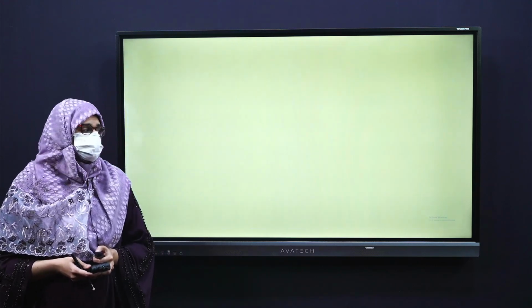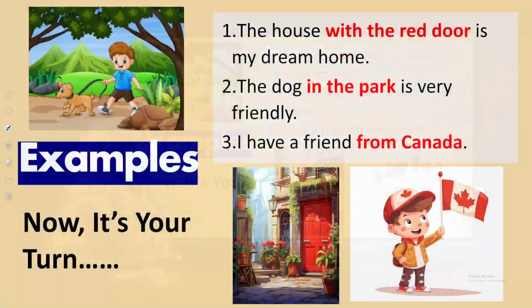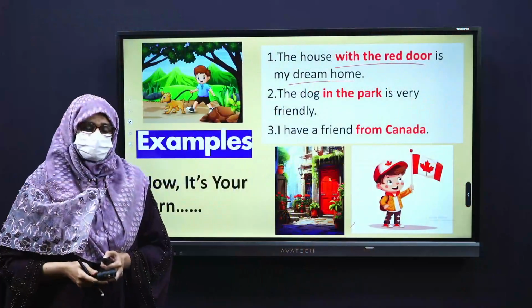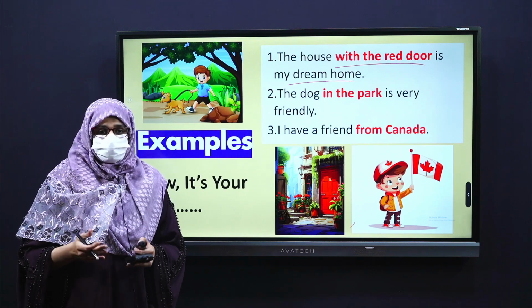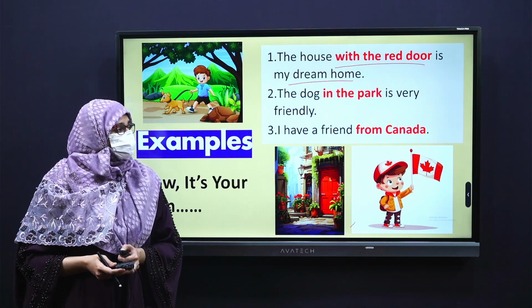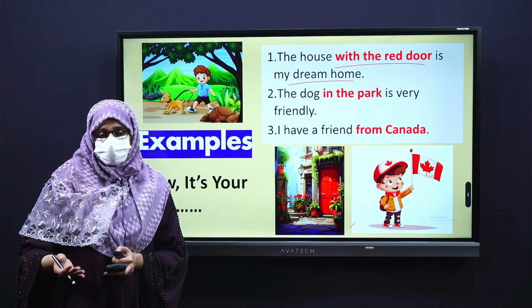Let's have a look at the examples. Our first example is, the house with the red door is my dream home. Here, dream home एक noun है, home is a noun.